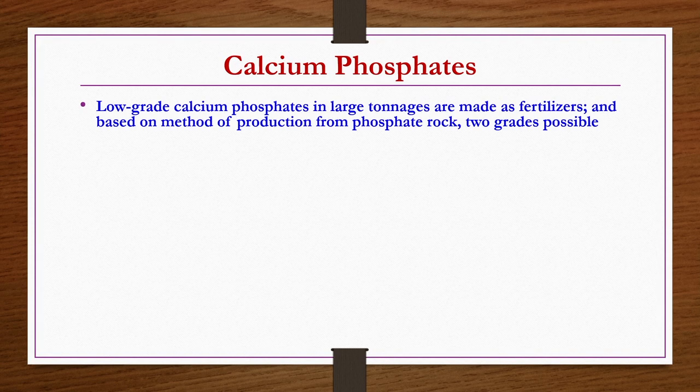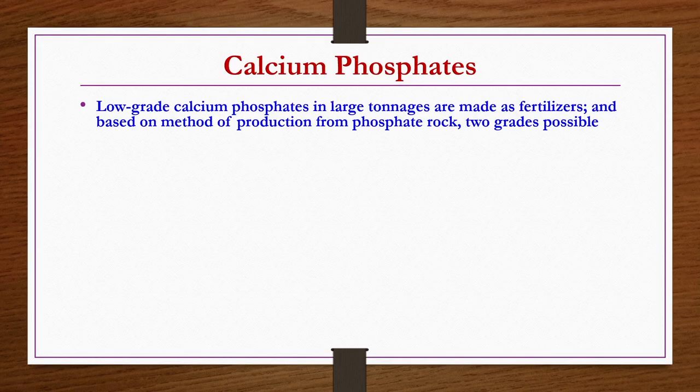Okay, let us start with calcium phosphates. Low-grade calcium phosphates are produced in large tonnages so as to use as fertilizers, and based on the method of production from phosphate rock, there are two types or two grades of calcium phosphates possible. Methods of production, in the sense, method is same, but the basic acid that we are using to produce this calcium phosphate is different. If you are reacting phosphate rock with sulfuric acid, then you get a superphosphate, right? If you react phosphate rock with phosphoric acid, then you get a triple superphosphate. These are the two grades possible.